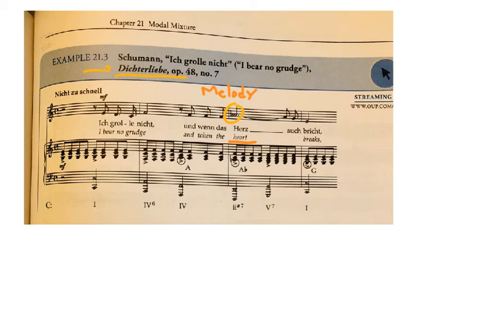And when the heart breaks, a heart breaking is actually much more beautifully portrayed, I think, with the A flat. And the fact that there's a half step between A flat and G makes it a little bit more compelling.